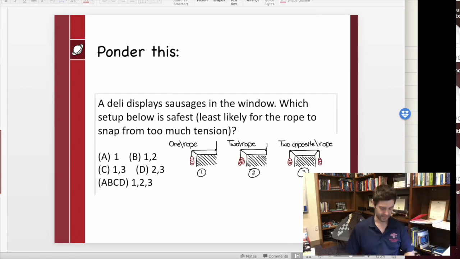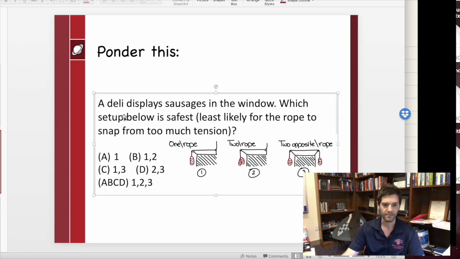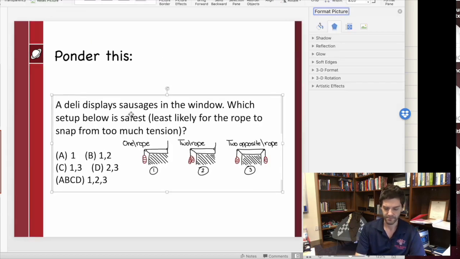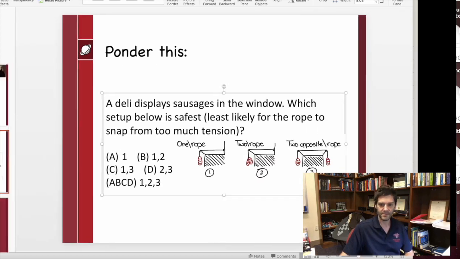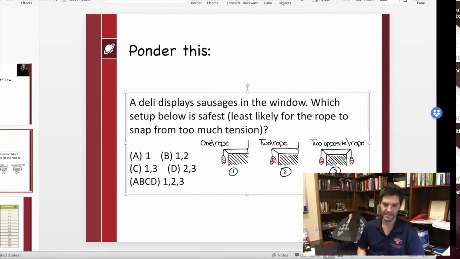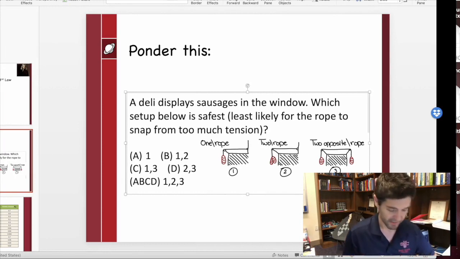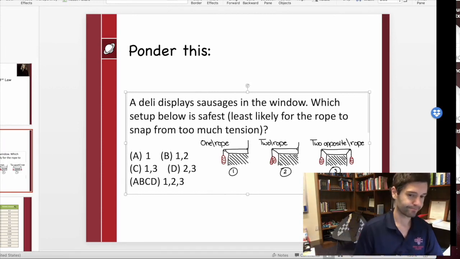To start, though, let me take a question from a previous exam and say, ponder this. A deli displays sausages in the window. Which of the setups below is the safest? I guess which setup or setups, given my answers. Oh, that's a picture, not text, so that won't work. So never mind. Which of these setups is the safest, meaning that the tension in the rope is the lowest? If the tension is too high, the rope might snap.